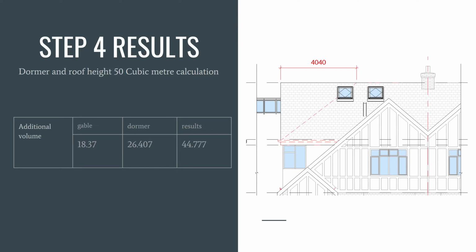Step 4, adding them both together. We know we had a gable extension of 18.37 and a dormer calculation came out as a result of 26.407. This gives us a total of 44.777. Now in this case, we can either increase the height of the dormer and recalculate, or the width of the dormer and recalculate.